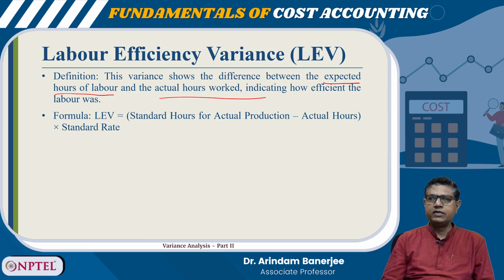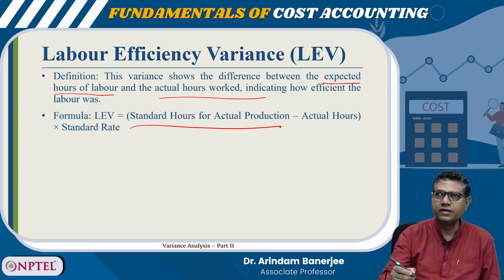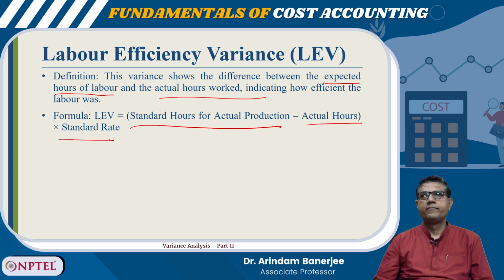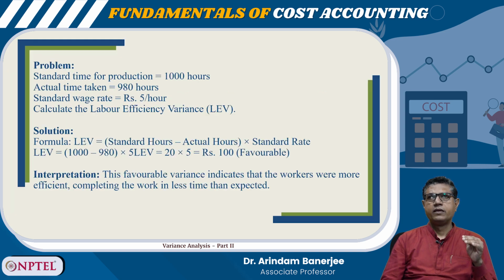Fine. So what is the formula? The formula is standard hours for actual production, minus actual hours, into standard rate. Standard hours for actual production minus actual hours into standard rate. So this is my labor efficiency variance.